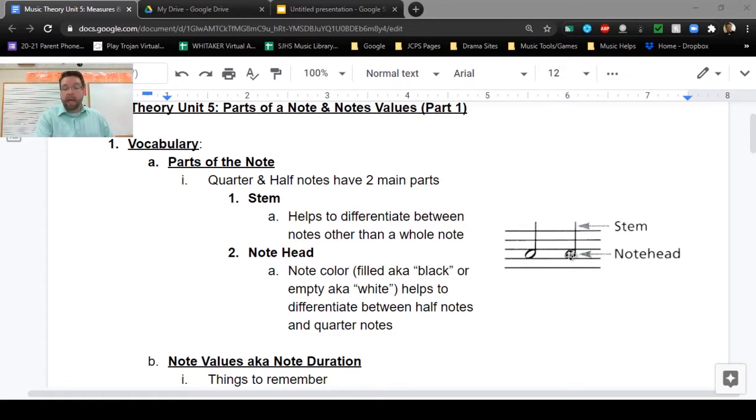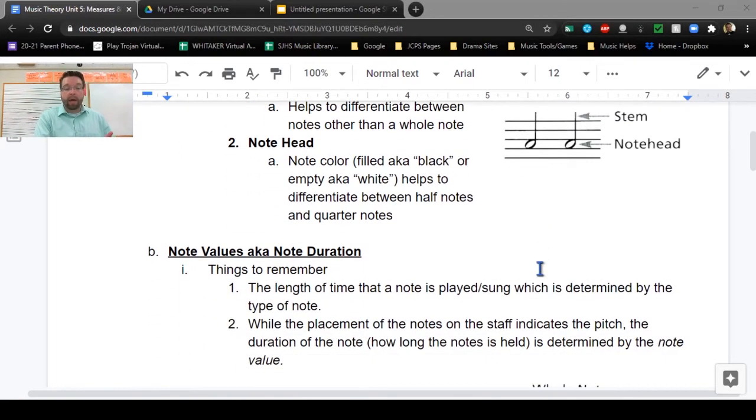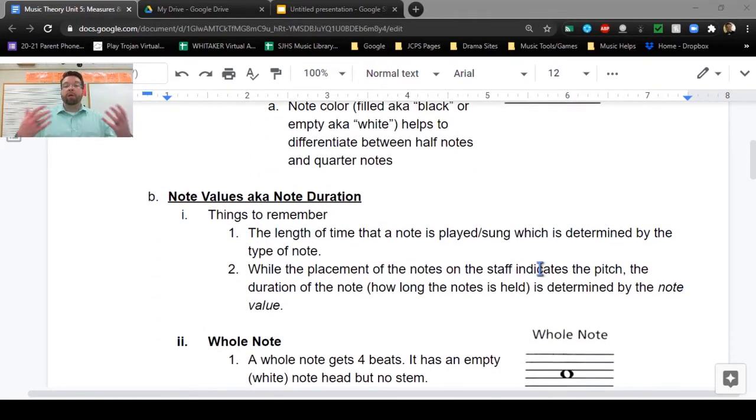Now, the note head color, aka if it's filled in, solid black, or if it's empty, aka white, helps to differentiate between half notes and quarter notes. So that even helps to differentiate even further. And all of those are divisions of a whole note. And again, we'll get into that in just a moment. Actually, we'll get into it right now. Talking about note values, how long to hold a note. It's also known as note duration.